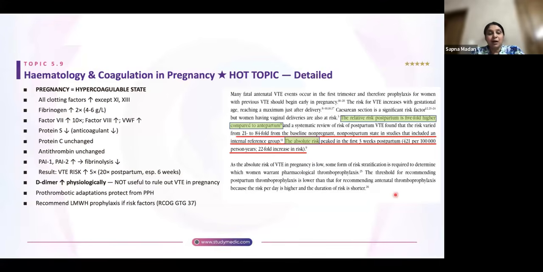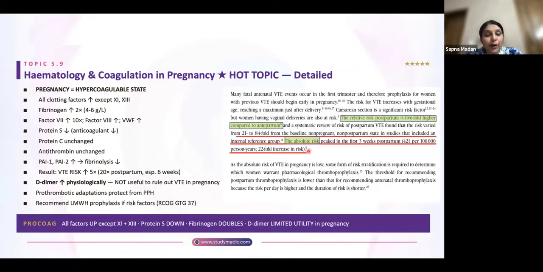Okay, and this high risk is in the first 6 weeks after delivery. The D dimer is raised physiologically, so therefore it is not a very useful marker to rule out VTE in pregnancy. And prothrombotic adaptations protect the body from PPH. So why is pregnancy in a hypercoagulable state? So that there is no PPH. And we recommend low molecular weight heparin prophylaxis if a patient has high risk factors for VTE.